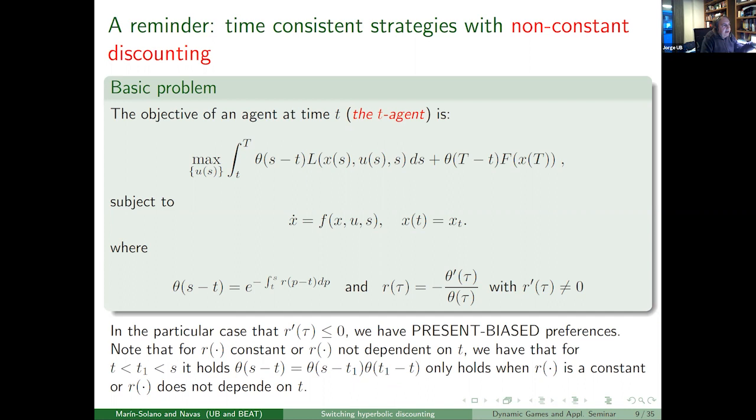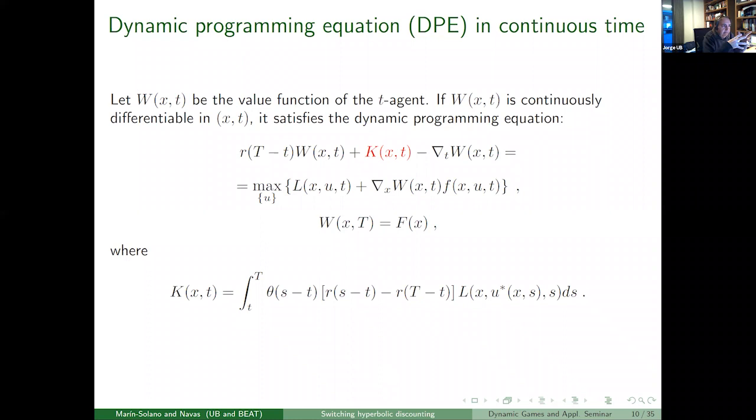Well, we can compute again, by applying the ideas from dynamic programming, the corresponding dynamic programming equation. And the one that we obtain for the case of non-constant discounting is this one. Here, we compare this with the standard or usual Hamilton-Jacobi-Bellman equation. The thing that we can see that is different is that now this capital K function appears inside. For the rest, the equation that we have now for our non-constant discounting problem is similar to the standard Hamilton-Jacobi-Bellman equation.